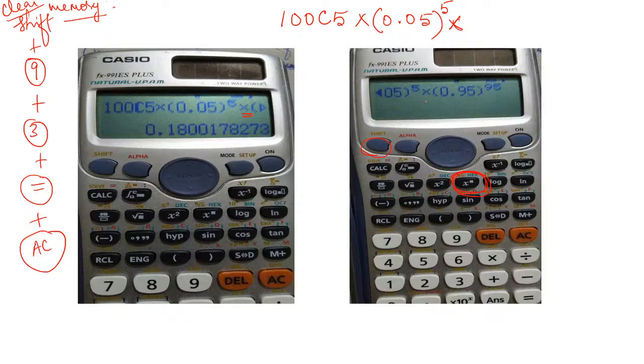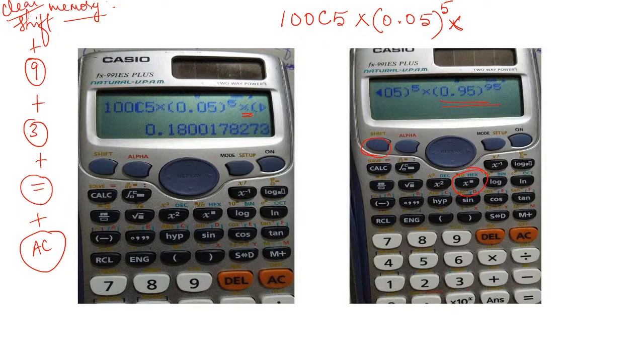Now into, now open the bracket. Open the bracket and type 0.95. Then close the bracket. And in the power I want, again press this X bar key. X bar. Okay. Power 95. Now you type 95. You will be getting like this: 0.95 the whole power 95.